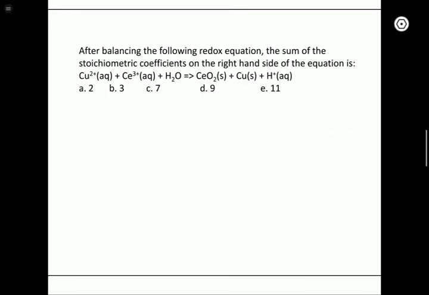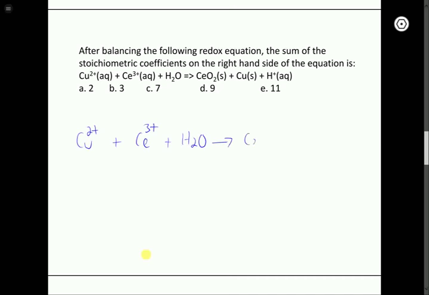And finally, one more redox reaction problem to consider. This is another balancing one, and we want to know the sum of the stoichiometric coefficients on the right side of the equation. So we're going to follow all the rules we know for balancing redox reactions. We have Cu2+, I'll leave out all the AQs, they don't really matter for balancing, plus Ce3+. This time water is a reactant, and we're making CeO2 plus copper metal plus protons, H+. So we need to assign oxidation numbers, and most of these are actually not too bad in this problem because we have a lot of free ions by themselves.